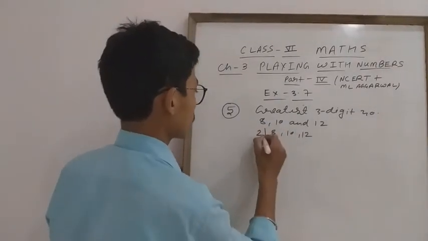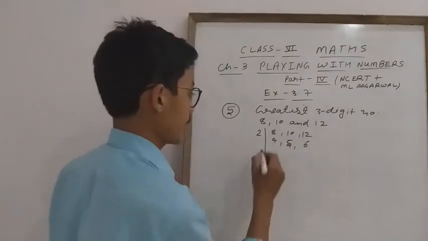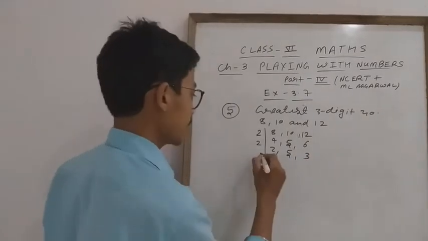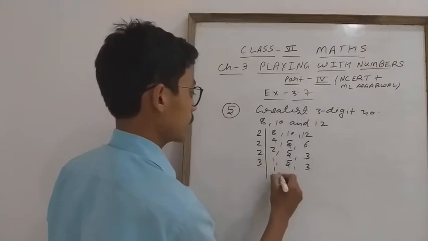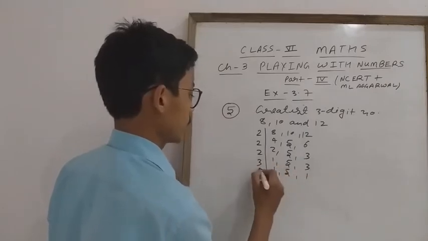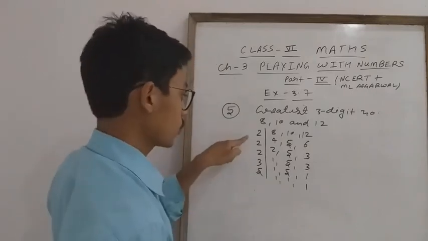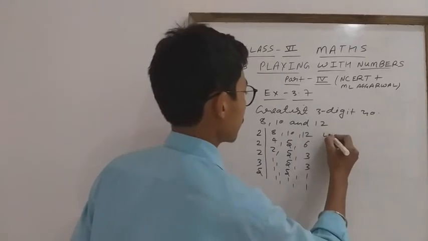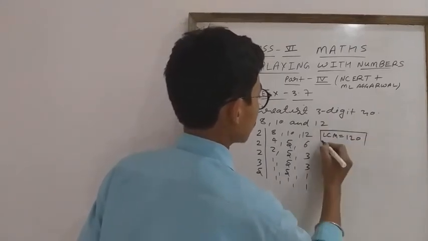Now 2 fours are 8, 2 fives are 10, 2 sixes are 12. 2 twos are 4, 5, 2 threes are 6. Again 2 ones are 2, 5, 3. Again 3, 5, 1. Now you multiply 2 twos are 4, 2 fours are 8, 3 eights are 24, 5 twenty-fours are 120. It means the LCM is equal to 120.